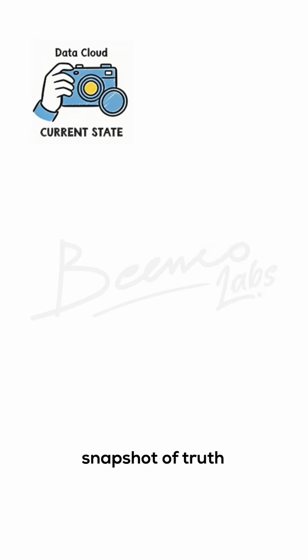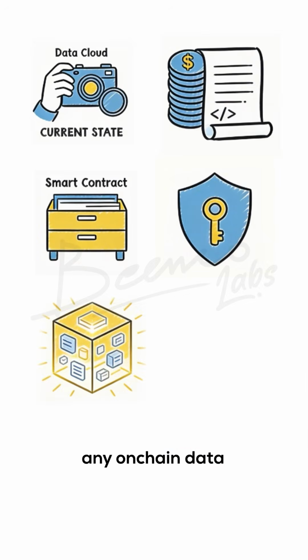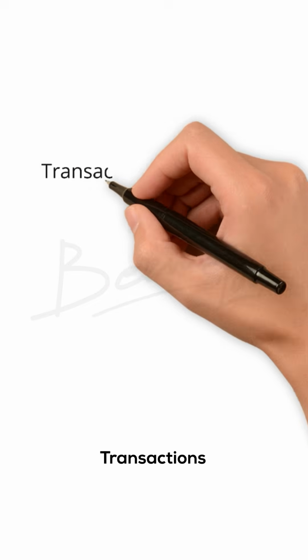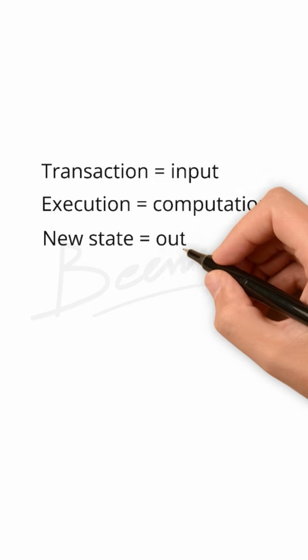So what is the state on a blockchain? It's the current snapshot of truth: balances, contract storage, permissions. Any on-chain data, you can think of it like one giant object in memory. What updates it? Transactions. Transaction equals input, execution equals computation, new state equals output.